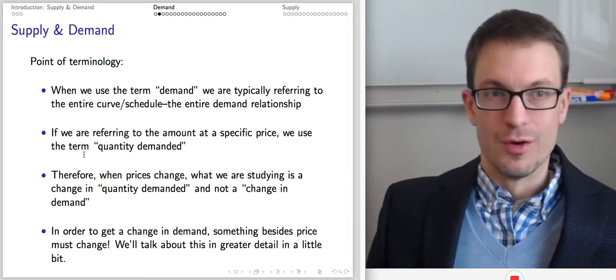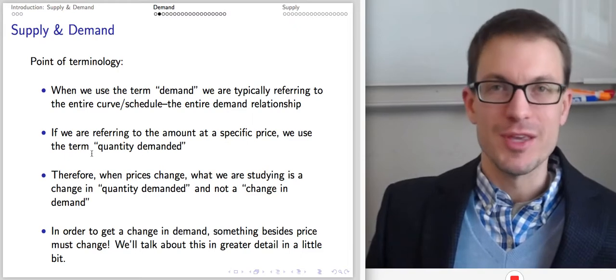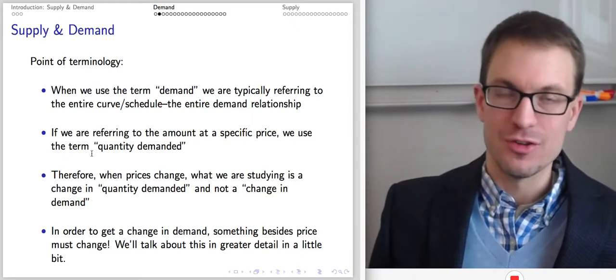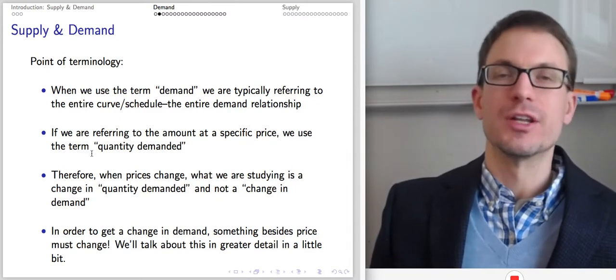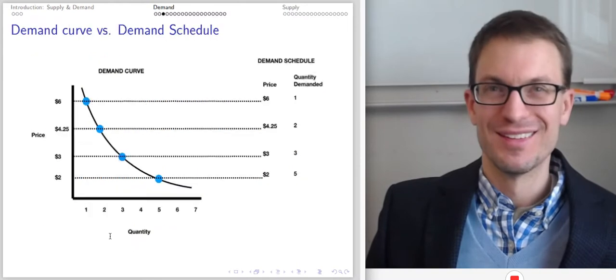So then, okay, how do we get a change in demand? Well, to get a change in demand, we need something other than price to change. So some non-price factor has to change. And I'll talk about what these things are and give some examples. So we'll talk about this in greater detail in a little bit.